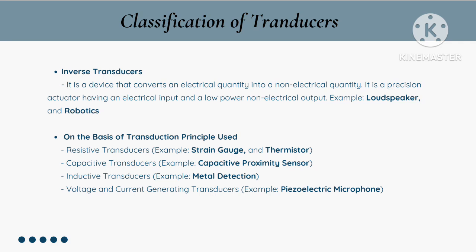So these transducers don't just modify an existing electrical property like resistance or capacitance. Instead, they generate an electrical output based on the input from the environment. So this direct conversion of a physical phenomenon into an electrical signal is useful in many applications, such as measuring pressure, vibration, temperature, and more. So the example is the piezoelectric microphone. This piezoelectric microphone is a transducer.